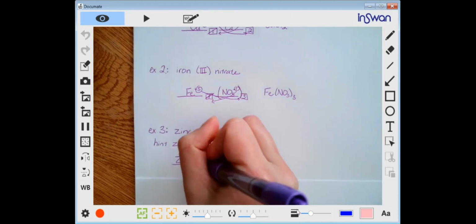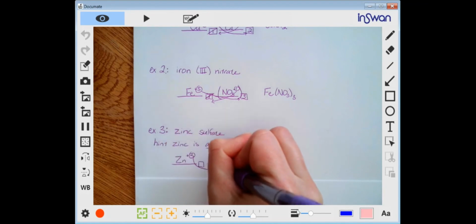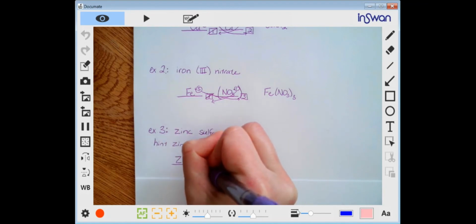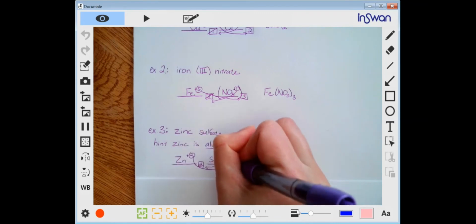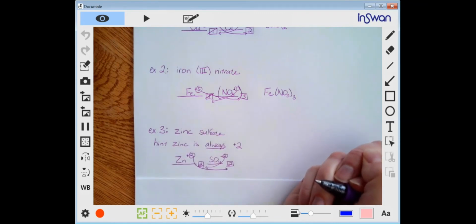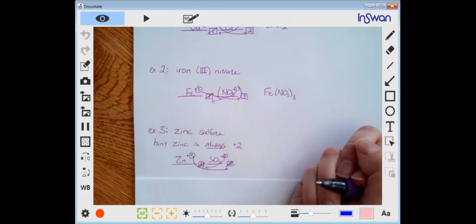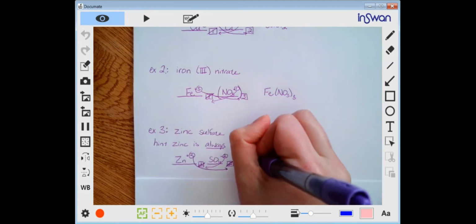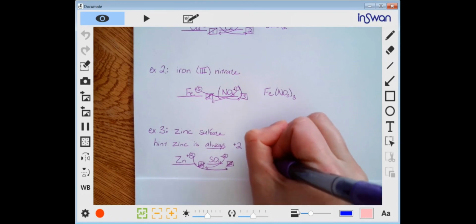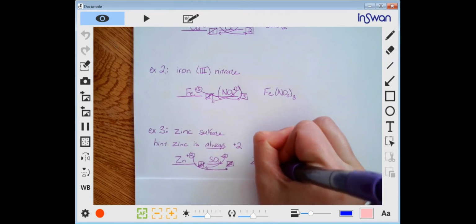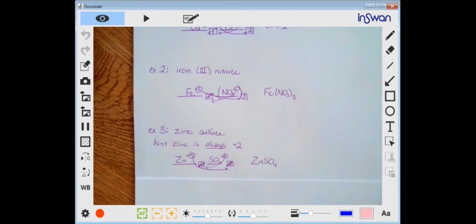Okay, so I'm going to flip-flop my numbers, not the signs. So I get a 2 and a 2. And if I look at this, I can reduce them. 2 and 2 can get reduced to 1 and 1. And when I do that, I don't need to write the ones. So my final answer for this one is ZnSO4.